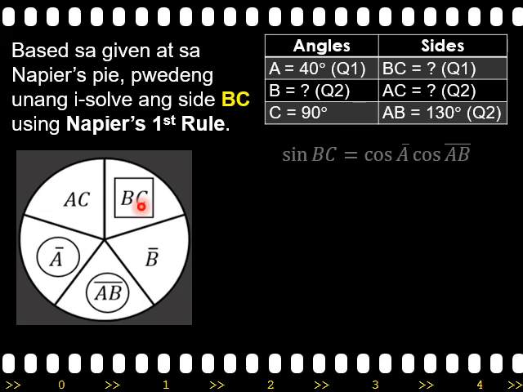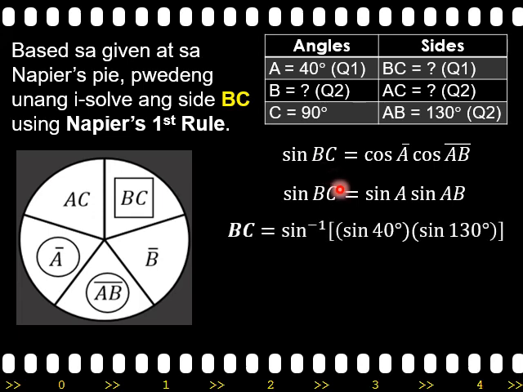Okay, so this is our equation. Sin BC equals cosine A bar, cosine AB bar. Again, our rule is we remove the bars using the cofunction. So, this becomes sin BC equals sin A, sin AB. Again, we will not touch sin BC because BC has no bar. Okay, then, you simply have to substitute.